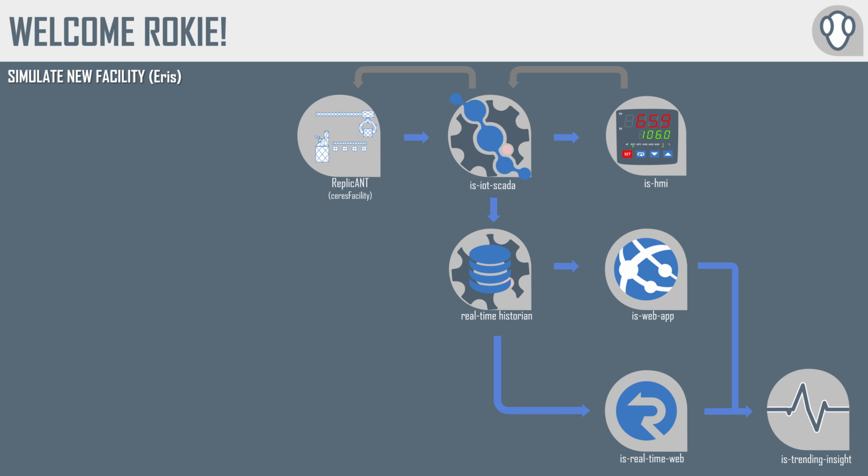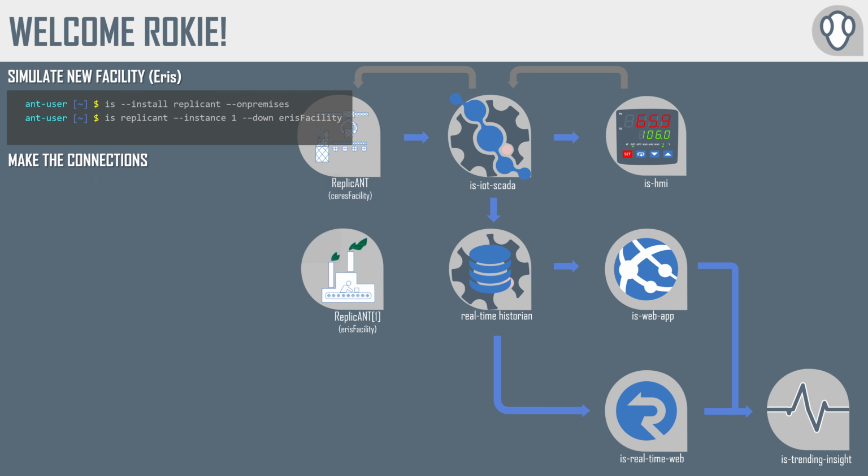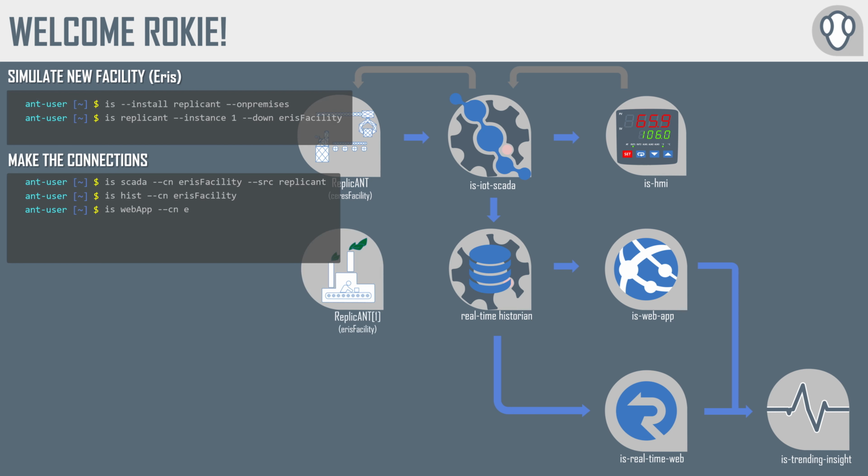Belter Company, our fictitious enterprise, has a second production line in Ares. To simulate it, we deploy a second instance of the Replicant. We download the simulation of Ares and make the connections to the system simply by indicating its identifier. Finally, we begin the production in Ares.